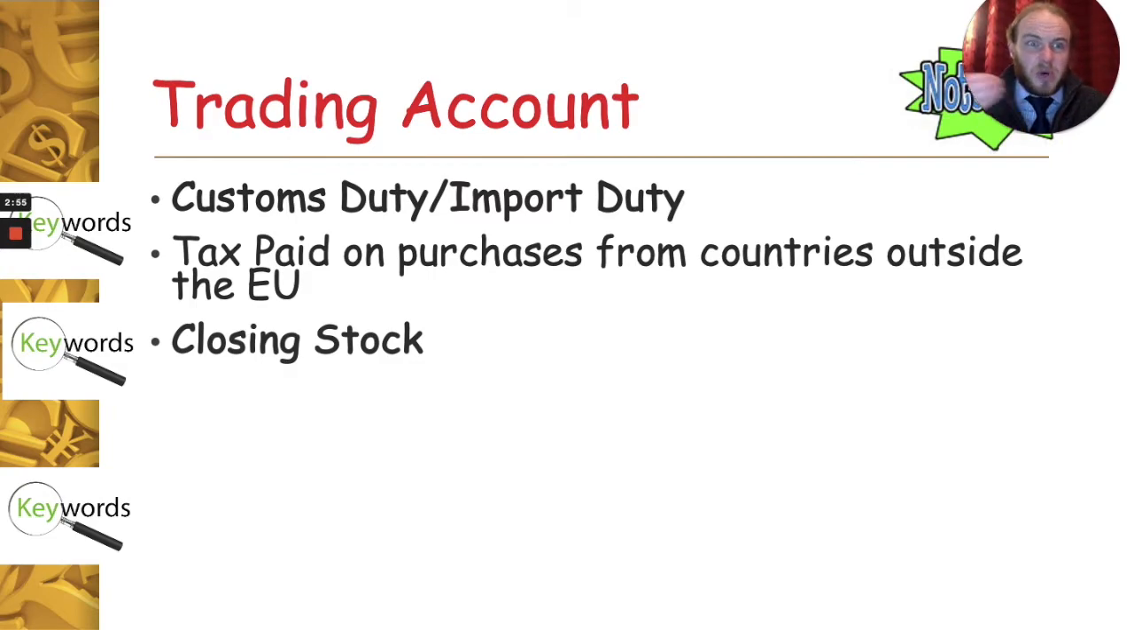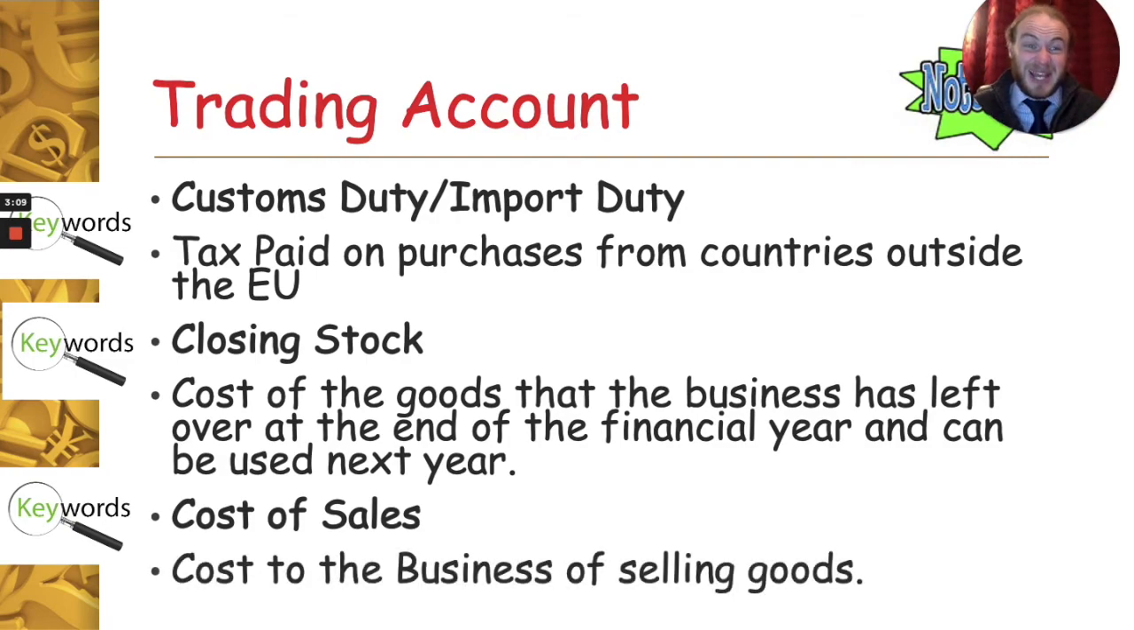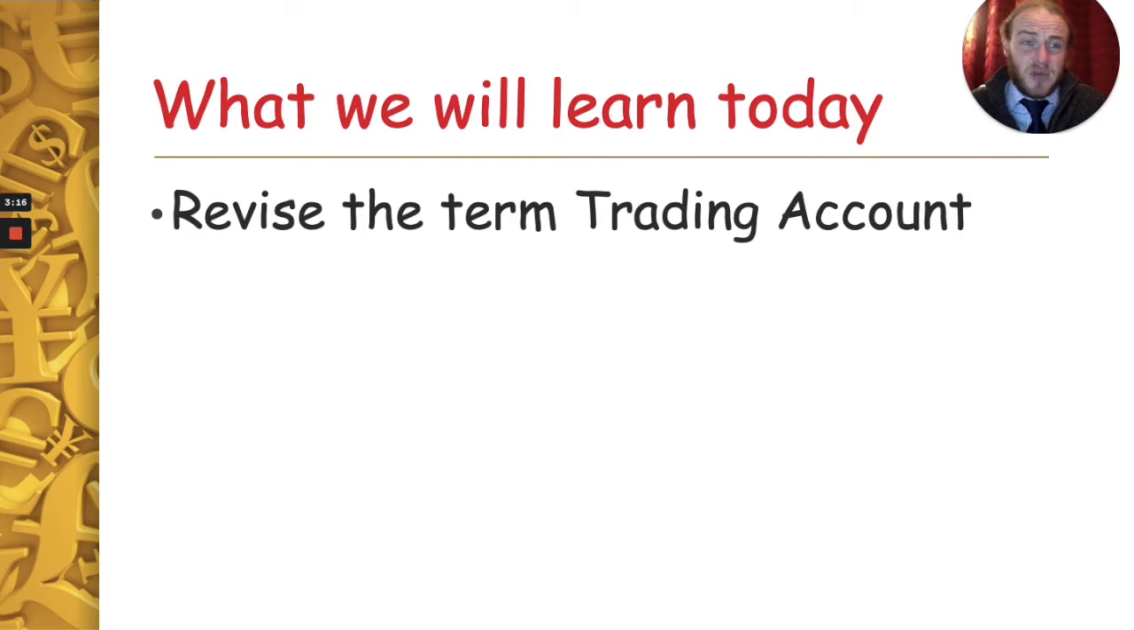Stock is what we're going to sell to customers. Closing stock is what you have at the end of the financial year, so whatever stock you didn't sell this year but you're going to sell next year, pretty much. Cost of sales then is our title for all of this, and basically it means how much it costs the business to sell its goods. Simple as.